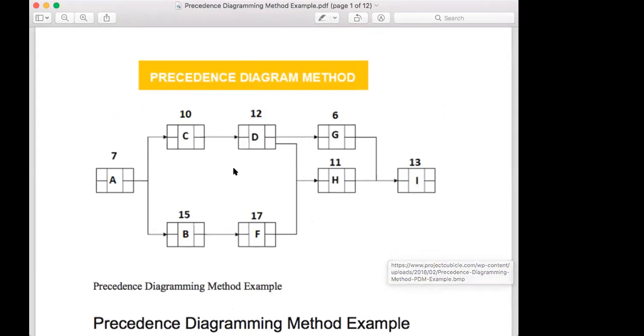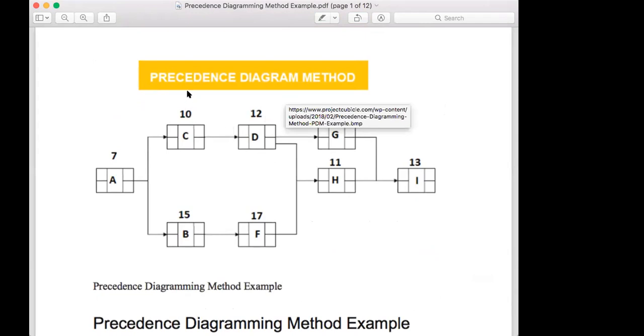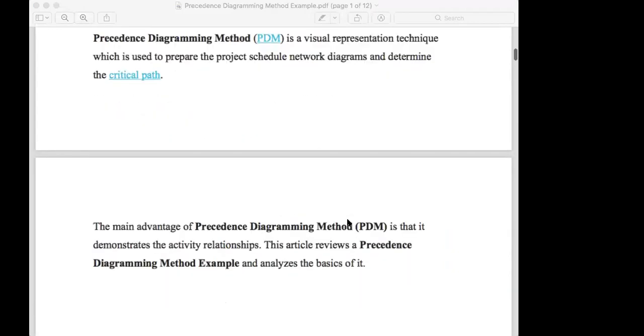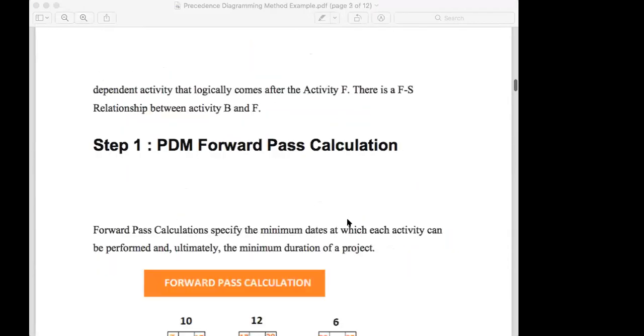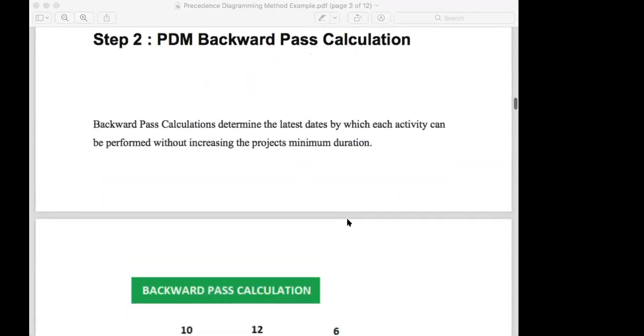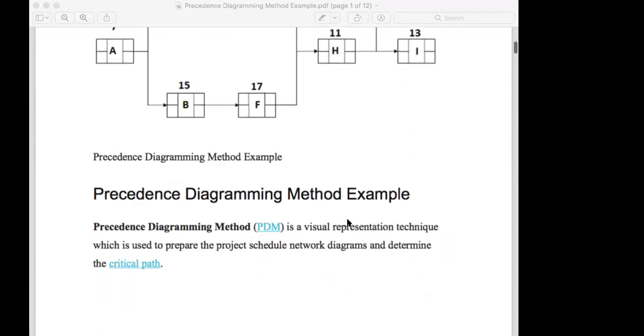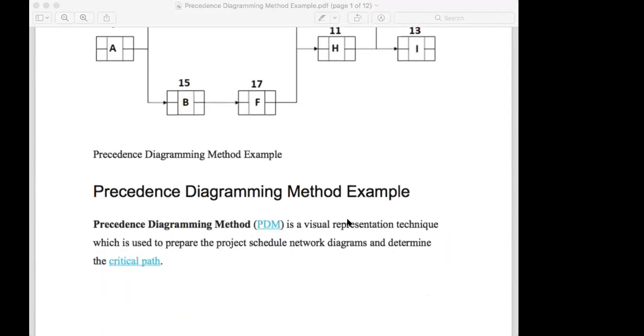So here this one is the same, whatever you have written down here. One thing, the disadvantage is that you are writing on top of this. But this article is good. Precedence diagramming method is a visual representation technique which is used to prepare the project schedule network diagrams and determine the critical path. That's it.